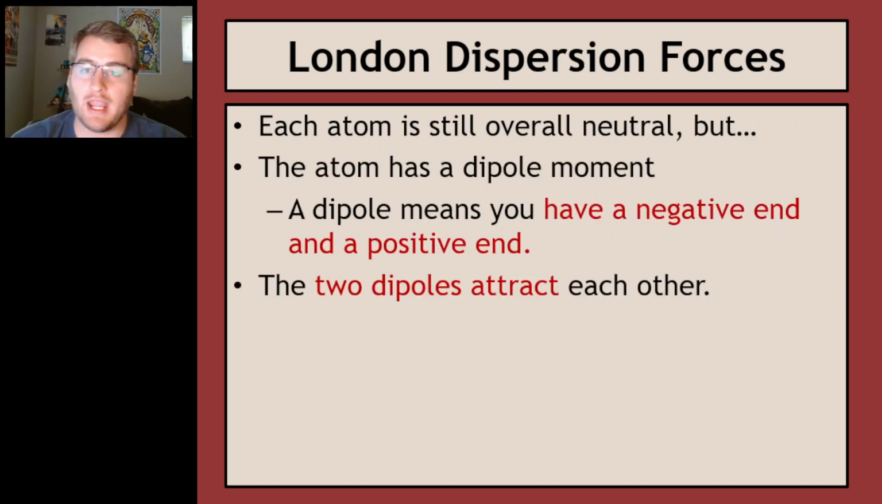Okay. In London dispersion forces, each atom is still overall neutral, right? There's no actual charges in the atom, but the atom has a dipole moment. A dipole, as we said, means you have a negative end and a positive end. And the dipole moment is just in that moment in time, right? What is your situation with positive and negative charges? Where are they located? The two dipoles attract each other.